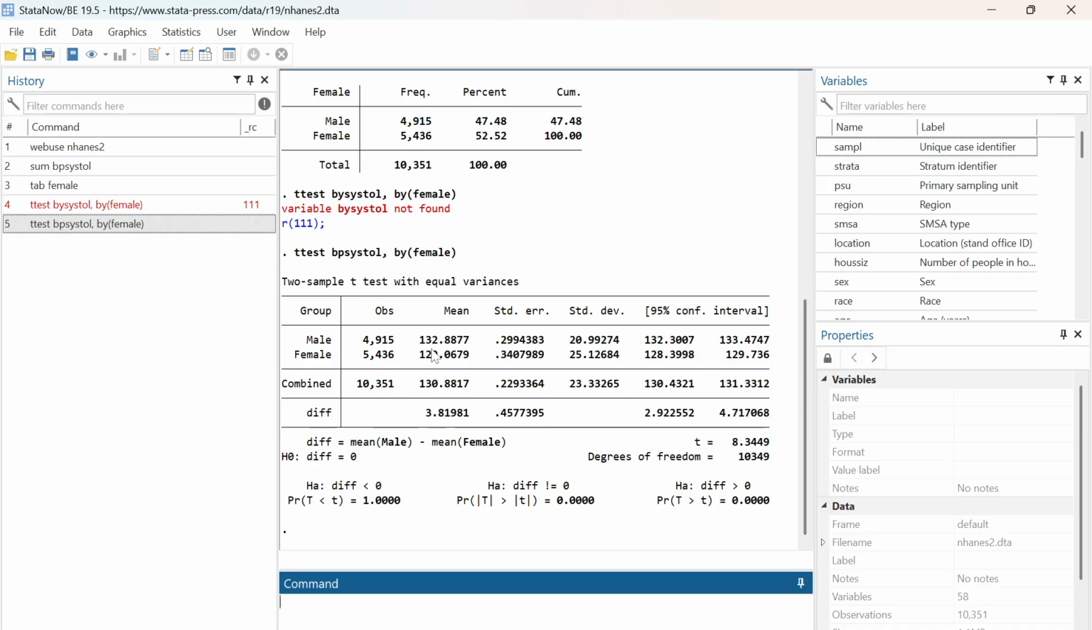However, we do not yet know whether this difference, which is 3.81 or almost 3.82, is statistically significant or not. So interestingly, the p-value gives us this number, the probability value. And we know that any p-value that is less than 0.05 is considered statistically significant.